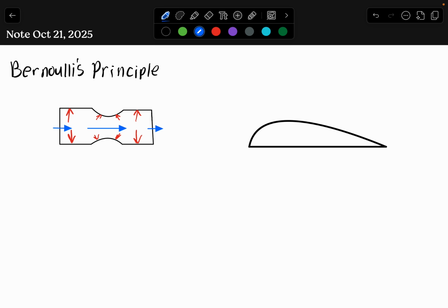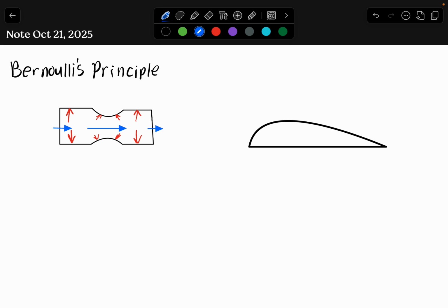All right, now there's two key components to lift. It's Bernoulli's principle and Newton's third law. Now, Bernoulli's principle states that as the velocity of a fluid or gas increases, its pressure decreases, and vice versa.